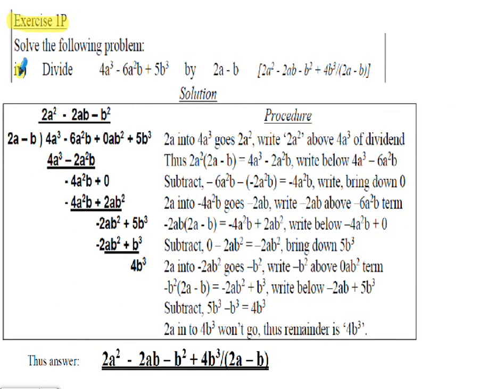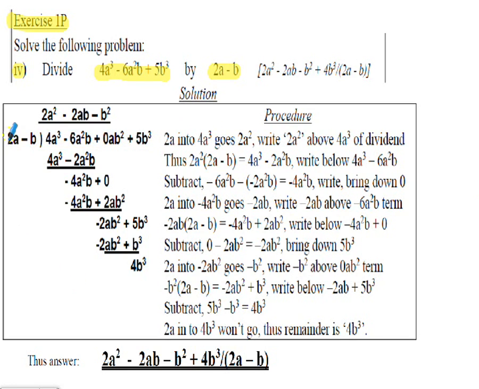Exercise 1p, part 4 solution. We're asked to divide 4a cubed minus 6a squared b plus 5b cubed by 2a minus b. So writing in our long division form, we've got 4a cubed minus 6a squared b plus, notice the 0 ab squared term here, plus 5b cubed, all divided by 2a minus b.